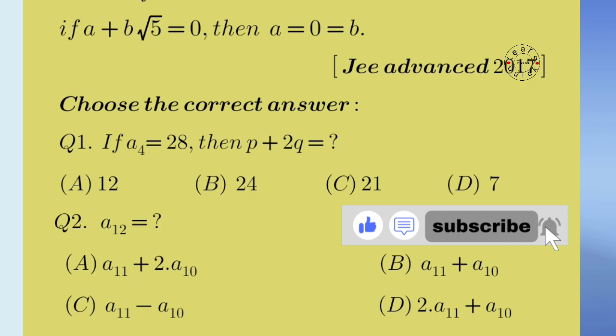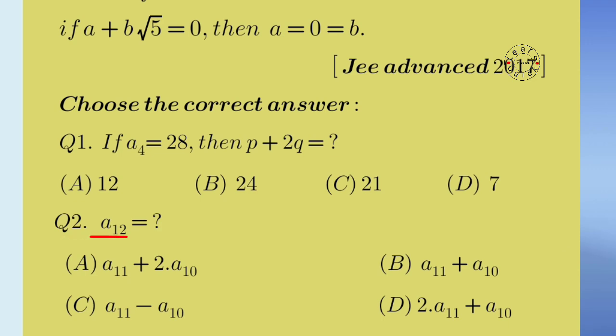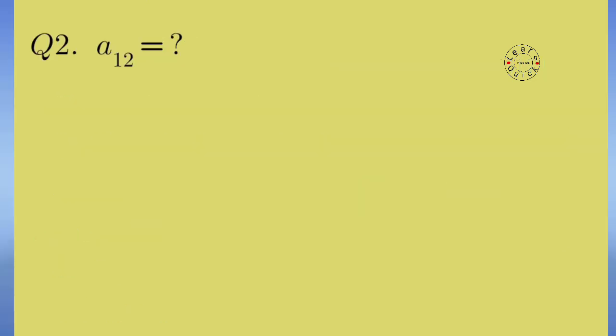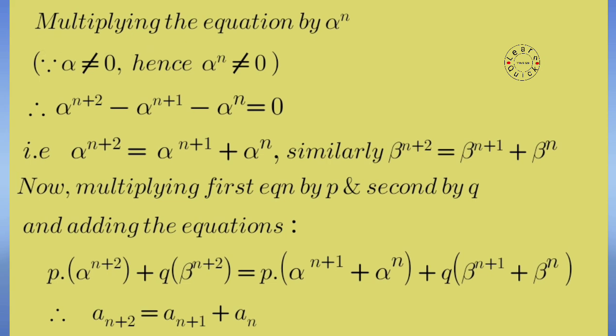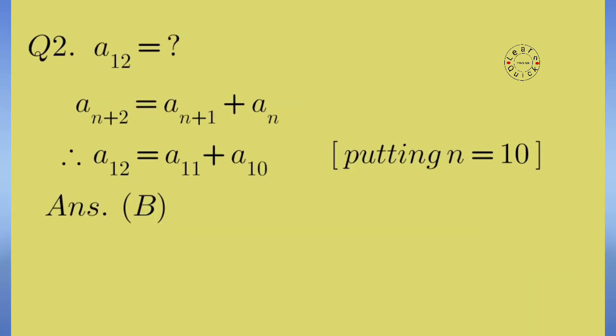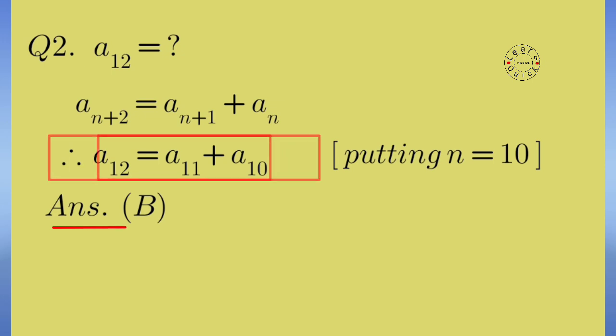Let's go to the second question now, which asks for the value of a12. For this, we go back to the recurrence relation that we have found earlier in this question. You might remember we have taken a n plus 2 is equal to a n plus 1 plus a n. So if you put n equals 10 here, you get a12 is equal to a11 plus a10, which is answer option B of the question.